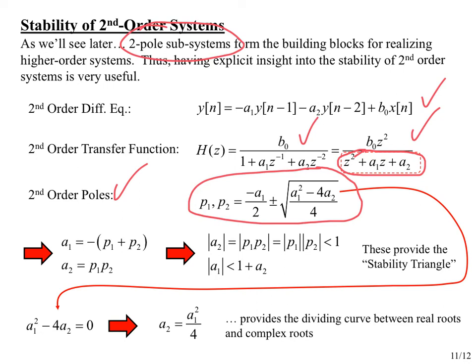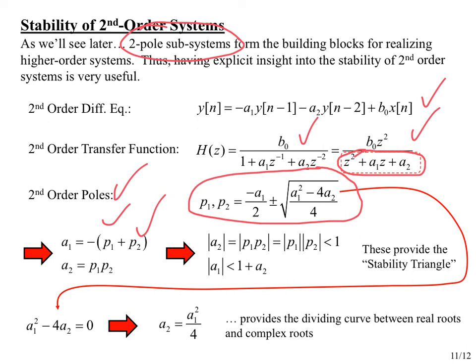From this we can extract the idea. If we put these things back together and do a little bit of algebra, we can figure out that A1 is equal to the negative of the sum of the two poles, and A2 is the product of the two poles. Like I said, you can work that all out with a bunch of algebra. And from these two results, we can then establish a few inequalities.